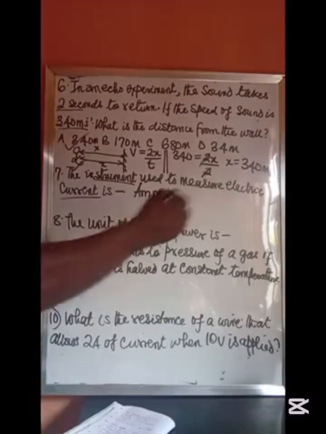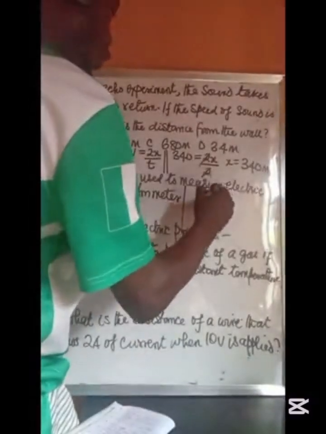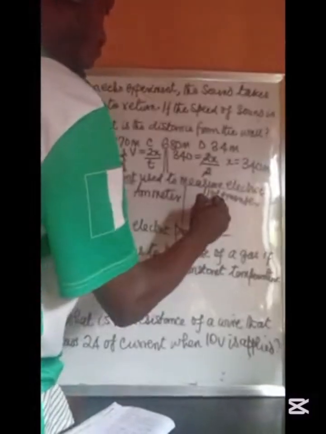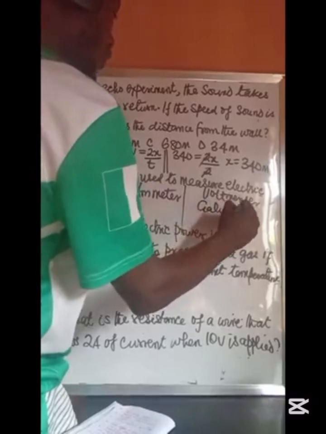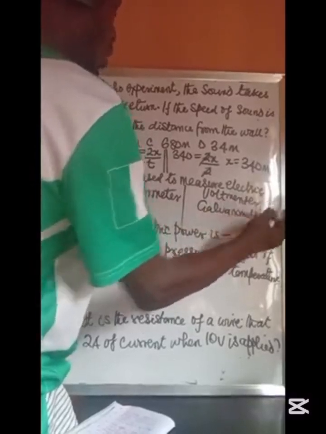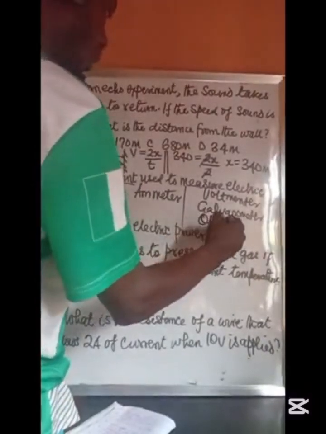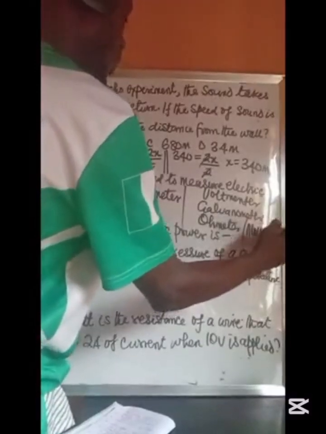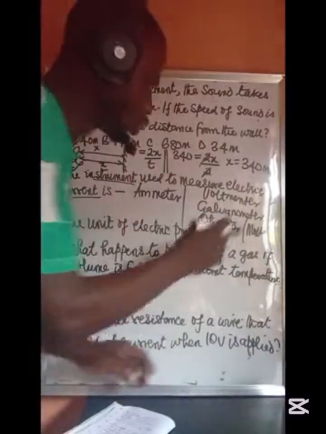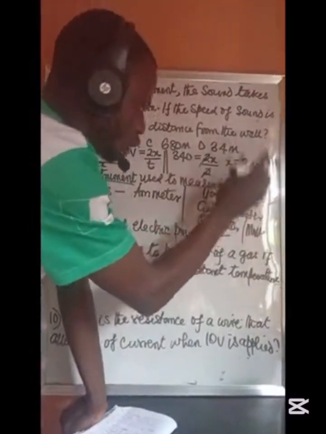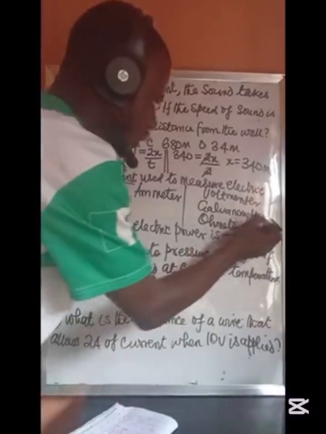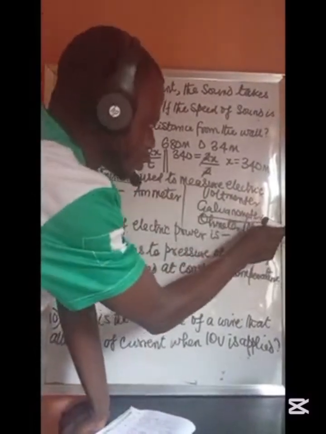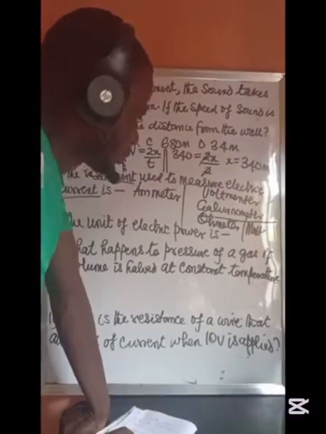However, you have other instruments like the voltmeter, the galvanometer, the ohmmeter, and the multimeter. Now, voltmeter is used to measure potential difference or the voltage. While galvanometer, which is also known as milliammeter, is used to measure small amount of electric current.